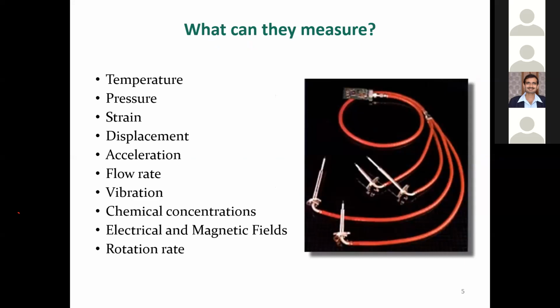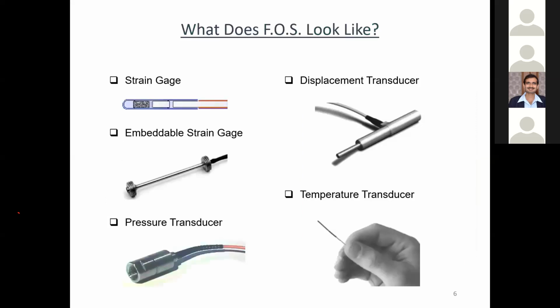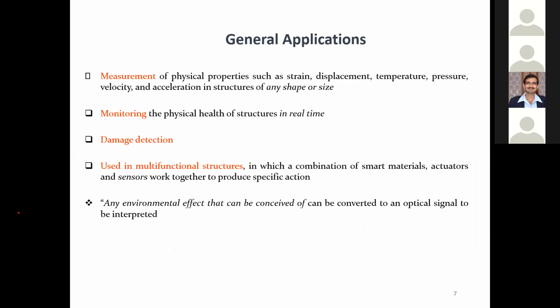Now, but why the optical fiber? There are sensors available for all these things: mechanical sensors, electromechanical sensors, and electrical sensors. So how is optical fiber different and useful? I'll come to that. You can see the conventional sensors: strain gauge, embedded strain gauge, displacement transducer, temperature transducers, and pressure transducers. These are the conventional sensors.